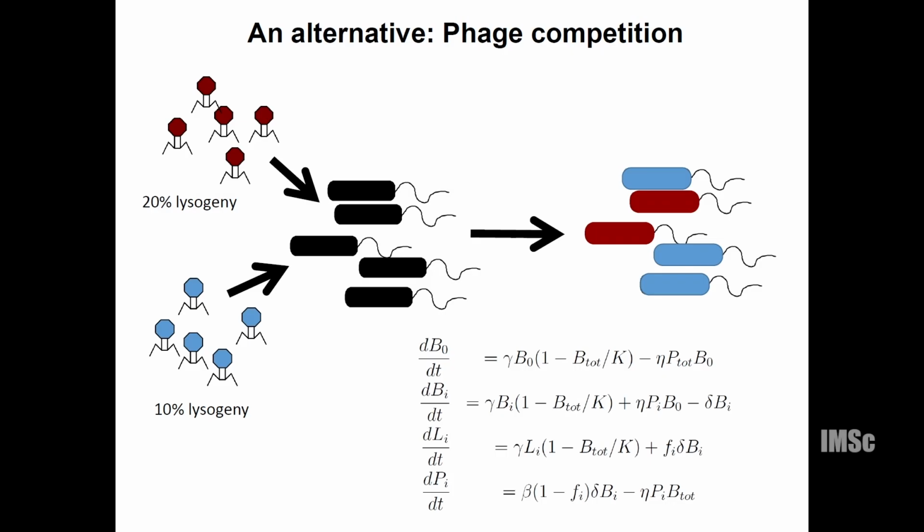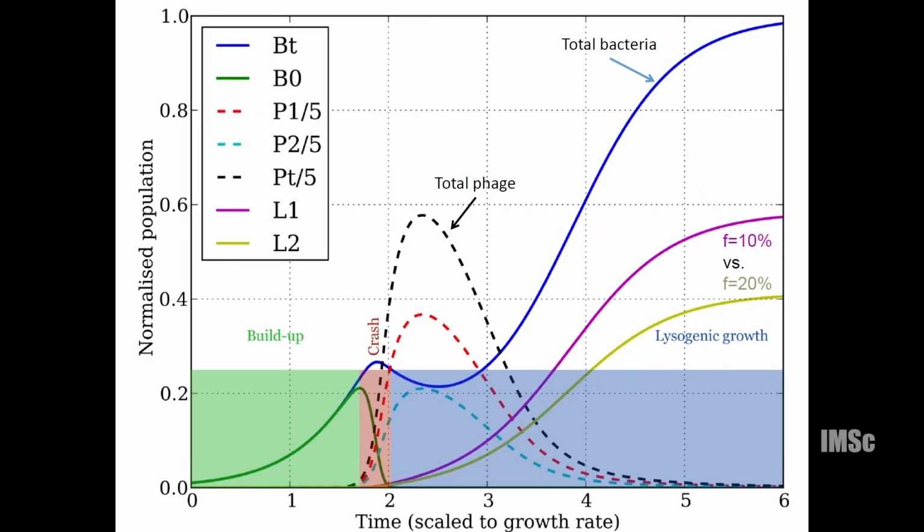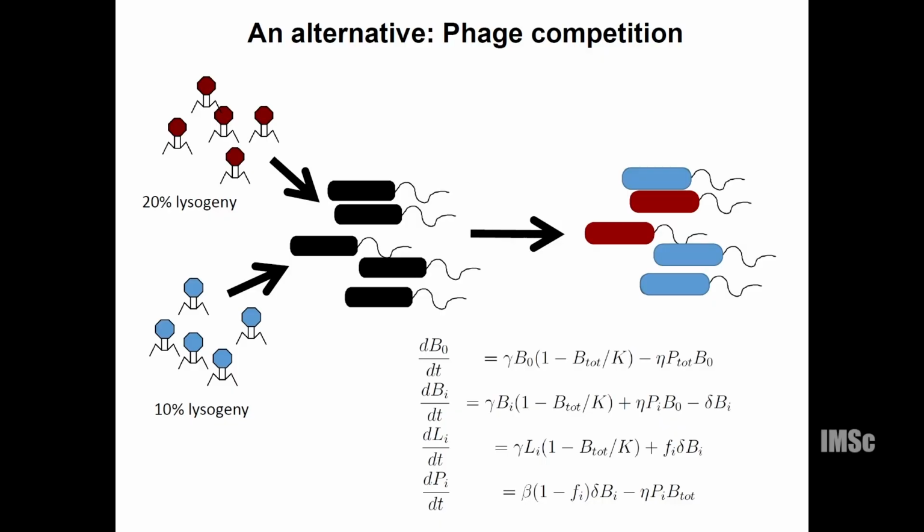So we decided to try it out with two types of viruses, both infecting. So here's typically what happens. Sorry, I was kind of skipping through, but let me tell you in more detail. B0 are bacteria that are not infected by anything. B1 and B2 are bacteria that are infected by either phage type 1 or phage type 2 but have not yet made the decision.